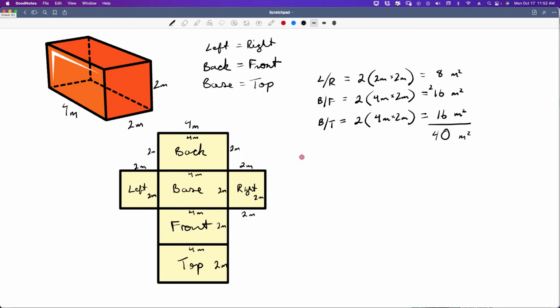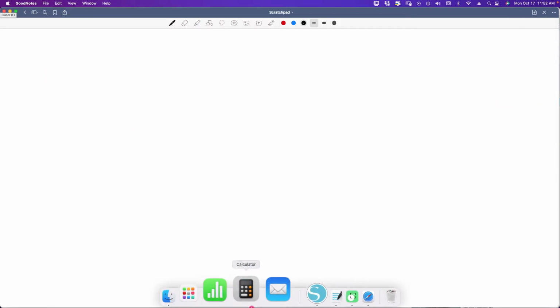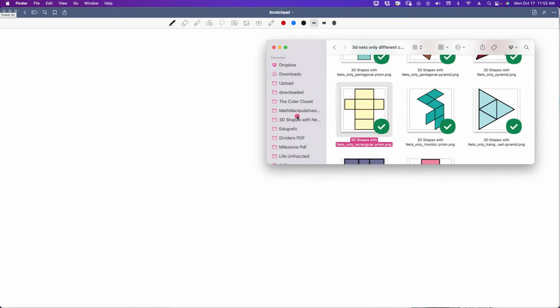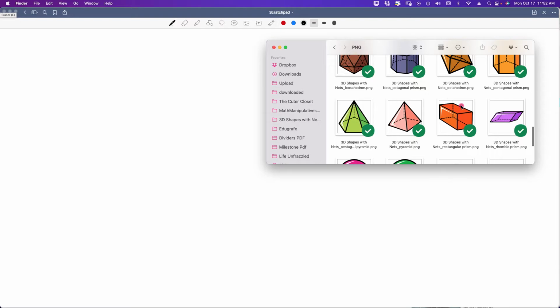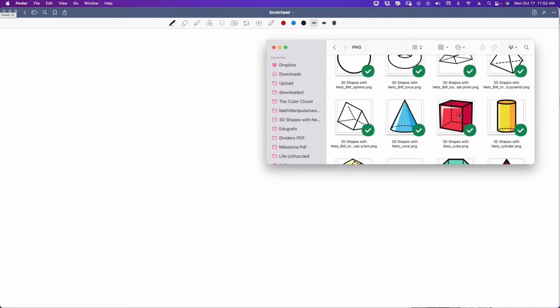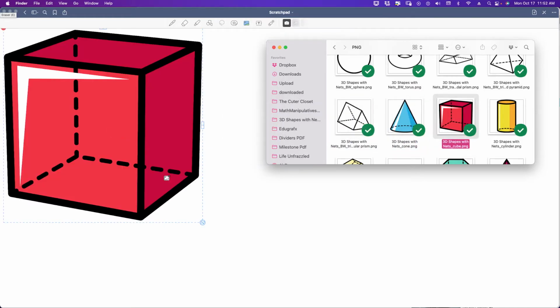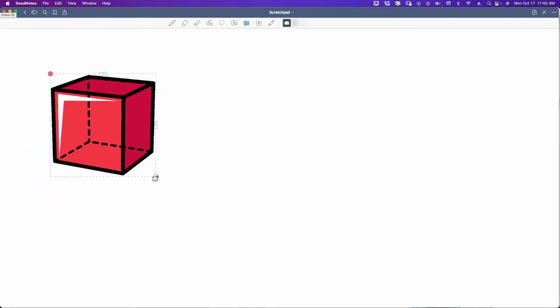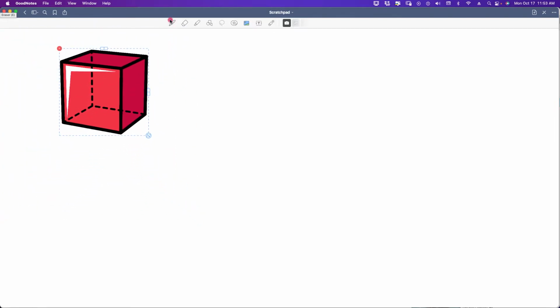Now, if we were to do a cube, let's look at a cube. Let me pull one up for us so we can look at it. Where's my cube at? Here's a cube. A cube is different from other shapes. And the reason a cube is different is because it's based off of a square. And a square has exactly the same dimensions at every side. So 2 by 2 by 2.